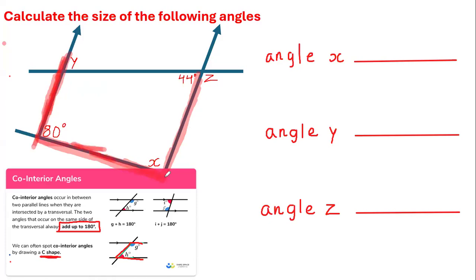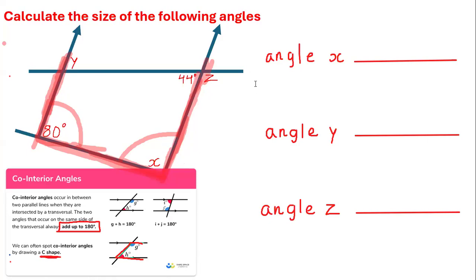So this is a C shape. That means we have two C's in here. We're just focusing on this C, my dear. Just this one. All right, so we have parallel lines, X and 80. They are co-interior angles. And so let's go ahead and write that.